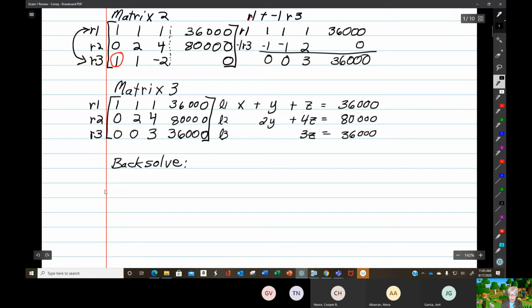I'm going to start with line 3, or row 3. 3Z equals 36,000. I'll divide by 3, divide by 3. The 3's cancel over here. I will have Z equals 12,000. And I bet you got 12,000 also.